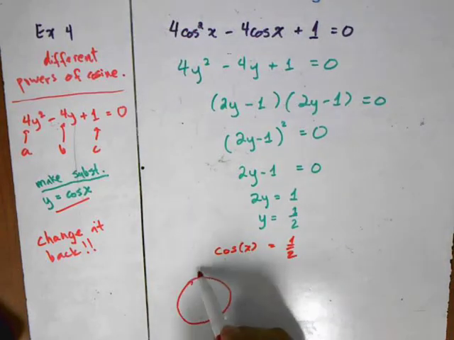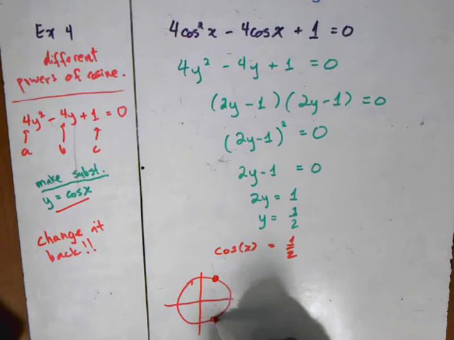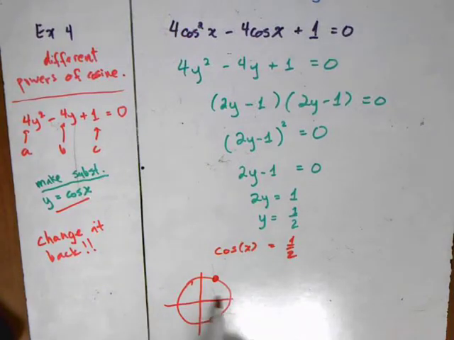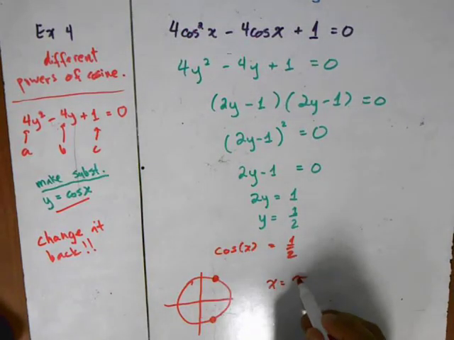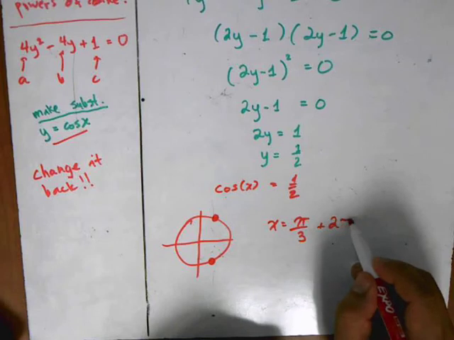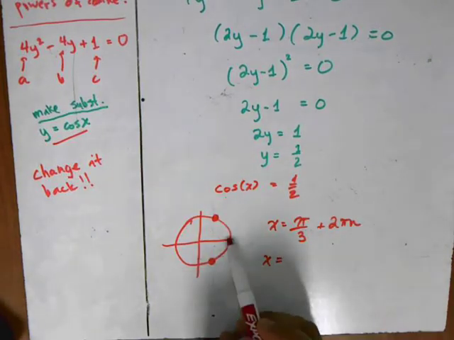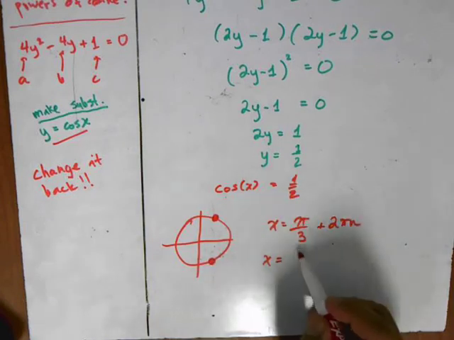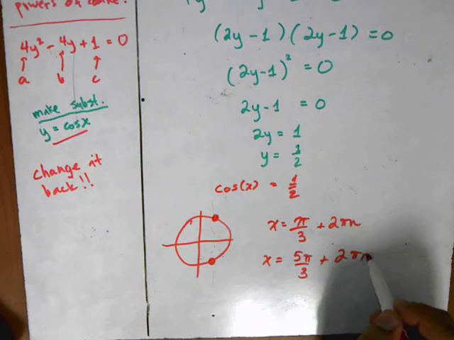Well, where on the unit circle does cosine of x equal 1/2? Well, it's up here and it's down here. Now it's not on the left side because cosine is the horizontal distance. If it was on the left side, it would be negative. So at this point here, this is x equals pi over 3, or 60 degrees for those of you who are still stuck on degrees. That's plus 2 pi n. And then down here, this is 2 pi minus 1/3 of a pi, so that's 5 pi over 3 plus 2 pi n.